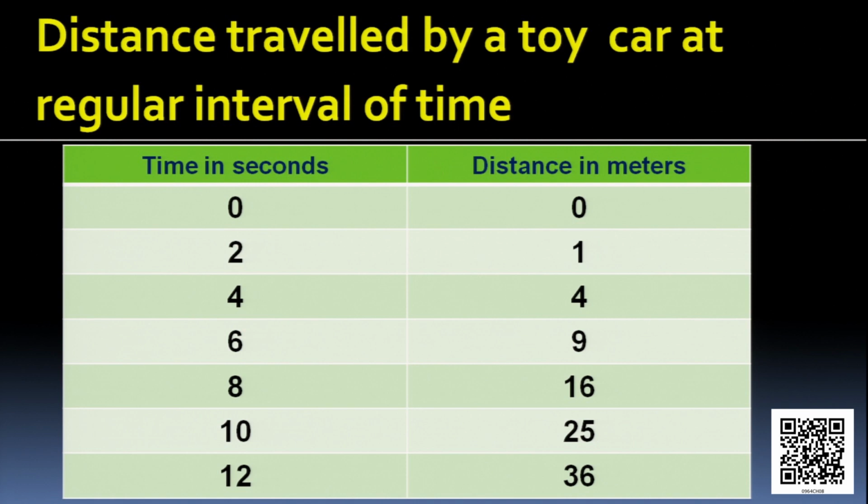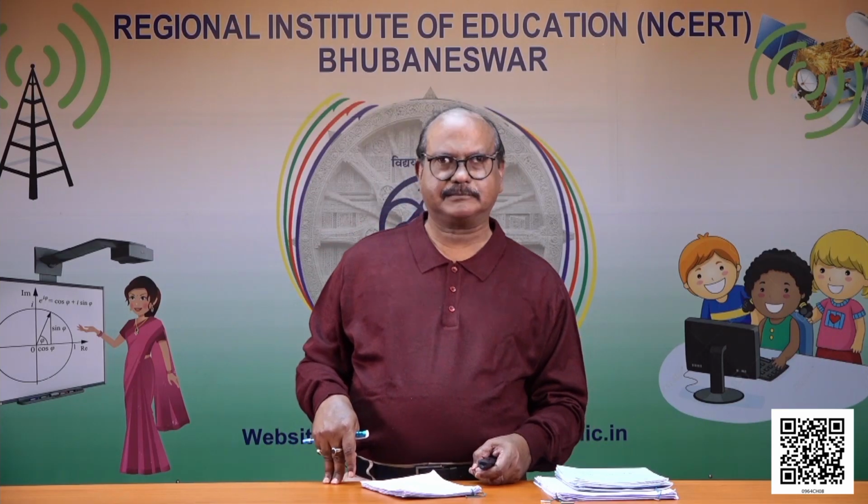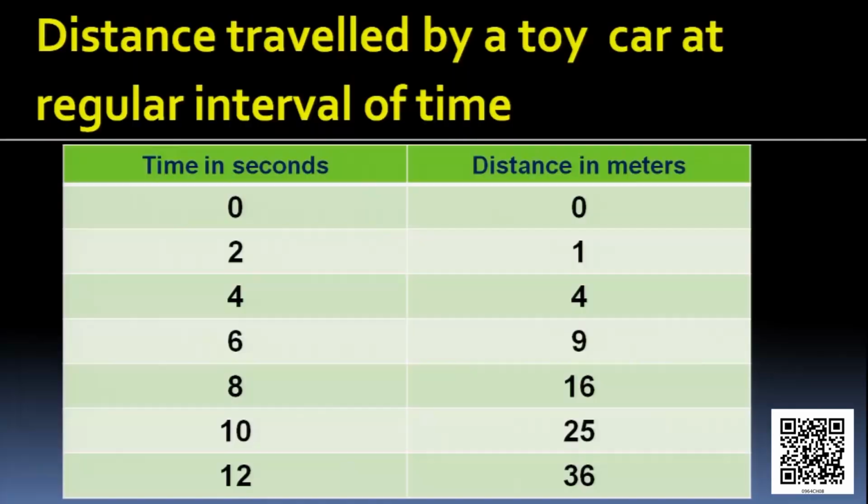You see the table. Can you see two columns on the table? What is there in the first column? Time taken by the toy car in seconds. What is there in the second column? Distance covered by the toy car in meters. So distance in meters against time in seconds has been given in this table. Therefore, it is mentioned distance traveled by a toy car at a regular interval of time. See the data. Before you go for plotting a graph, you have to see the data.